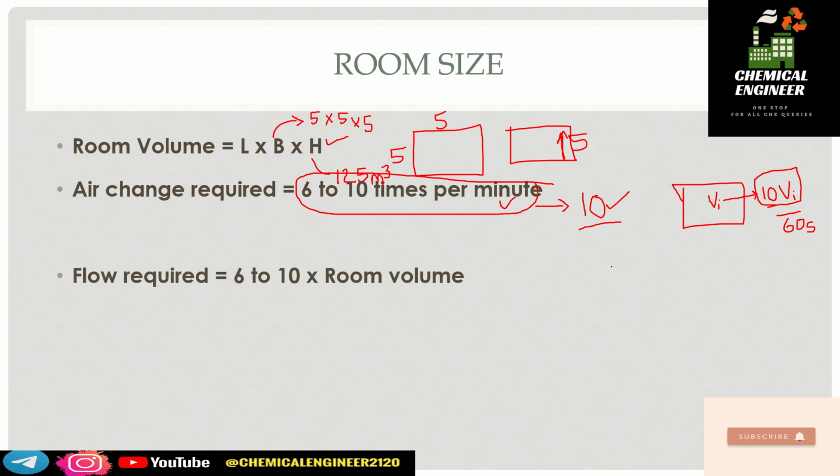So the flow required of a fan should be equal to 6 to 10 times the room volume. For our case we will take the maximum, so 10 into 125, that is equal to 1250 meter cube of air to be replaced. How much air should be replaced? Meter cube per minute. Per minute it should replace 1250 meter cube of air. Okay, so this is the basic concept of fan designing.